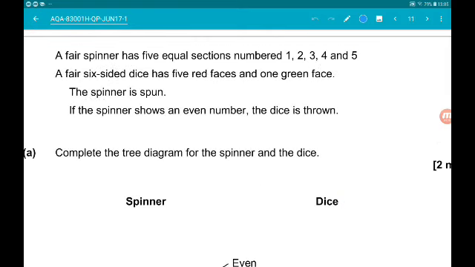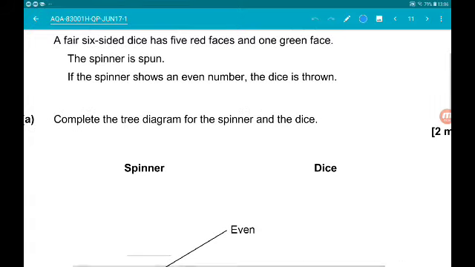In 16 we have probability. So a fair spinner has 5 equal sections numbered 1, 2, 3, 4 and 5. A fair 6-sided dice has 5 red faces and 1 green face. The spinner is spun. If the spinner shows an even number, then the dice is thrown. Part A wants us to complete the tree diagram for the spinner and the dice.